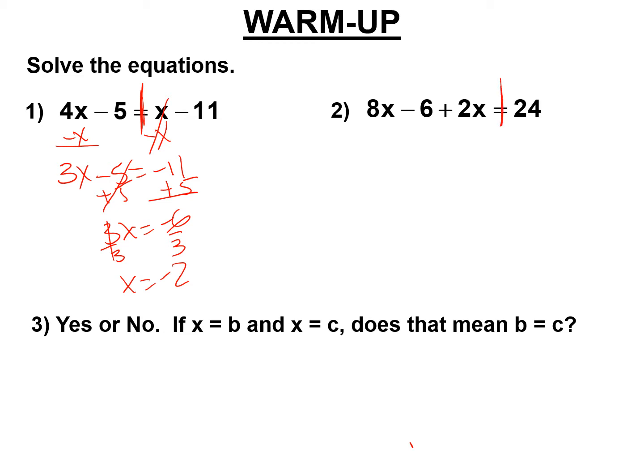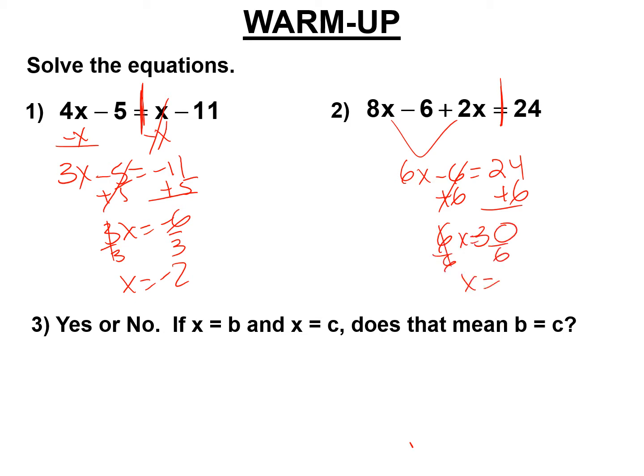And the second one, they're on the same side, so we're combining like terms. 6x equals 30. Divide by 6, x equals 5. Okay, so we reminded you how to solve a basic equation. Now, what does it say here?